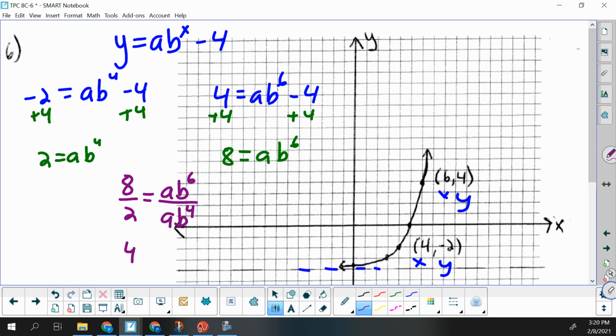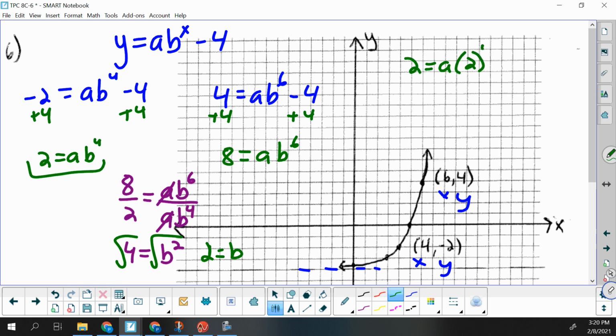8 divided by 2 is 4. The a's divide out, and when we subtract our exponents, we get b squared. Take the square root of both sides, and we get 2 is equal to b. It's probably going to be easier to sub in the 2 raised to the 4th. So we'll have 2 equals a times 2 to the 4th.